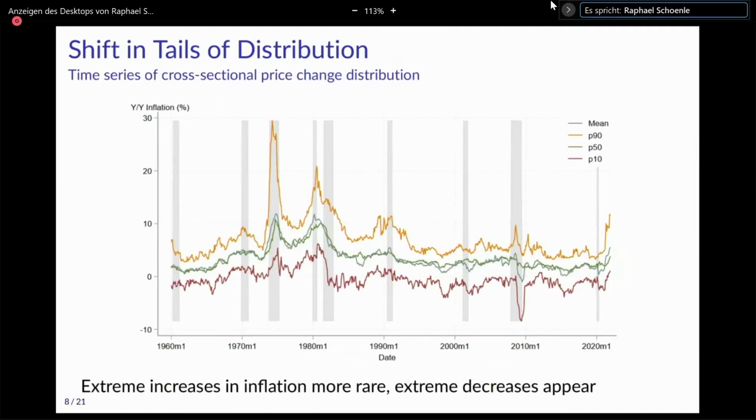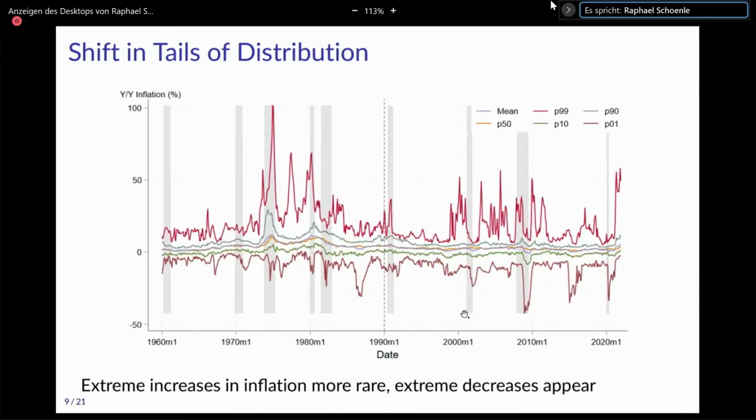Our first fact that we distill based on these data concerns the shift in the tails of the distribution that we observe over time. This time series figure and the next show you different percentiles of the underlying inflation rates. In particular, you see that extreme increases, particularly here in the 70s and 80s, given by yellow, in the 90th percentile have become more rare over time, while extreme decreases started to appear. And this picture is even more pronounced if you look at the higher percentiles, so the extreme right tails and extreme left tails given by the 99th and 1st percentiles.